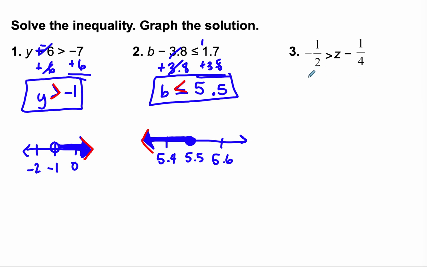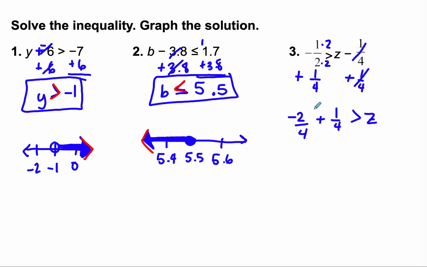All right, let's take a look at this next one. Negative 1/2 is greater than z minus 1/4. I've got to get rid of the minus 1/4 by adding 1/4. Before I can do negative 1/2 plus 1/4, I need a common denominator. I'm going to use fourths, which means I need to take that negative 1/2 and multiply by 2 over 2. Negative 1 times 2 is negative 2. 2 times 2 is 4. So I have negative 2/4 plus a positive 1/4 is greater than z.